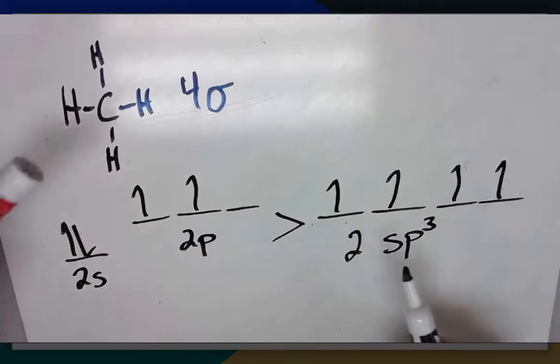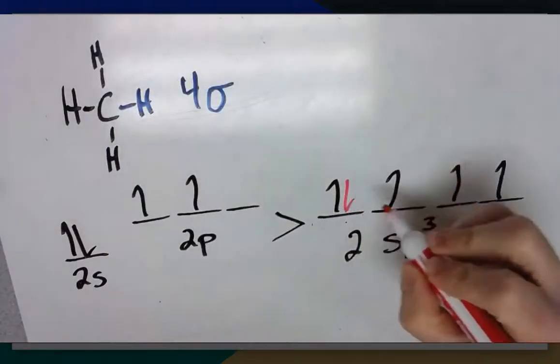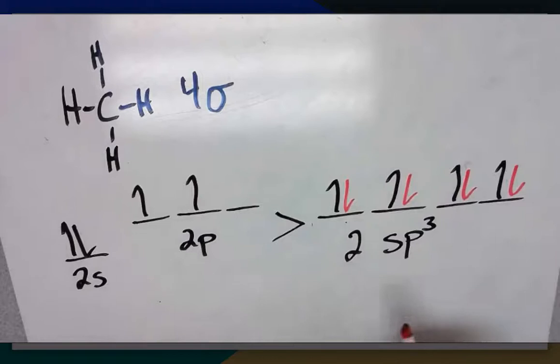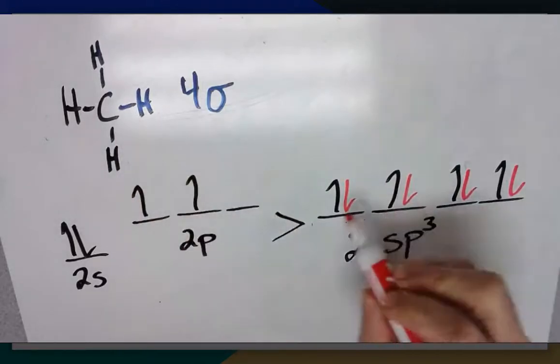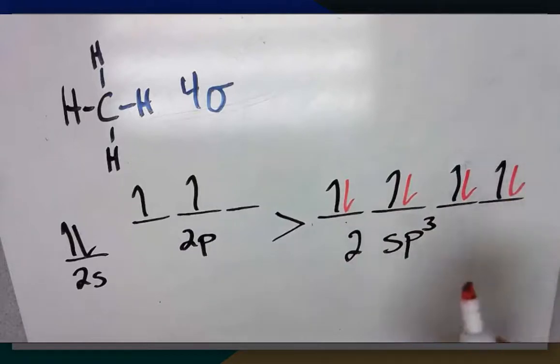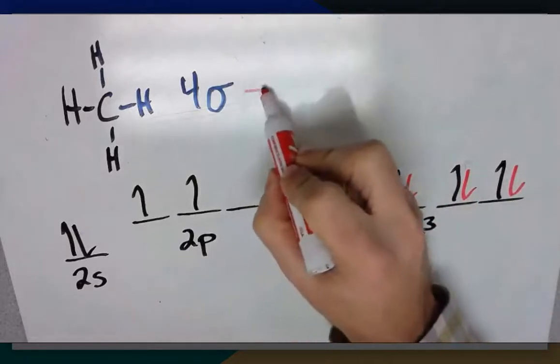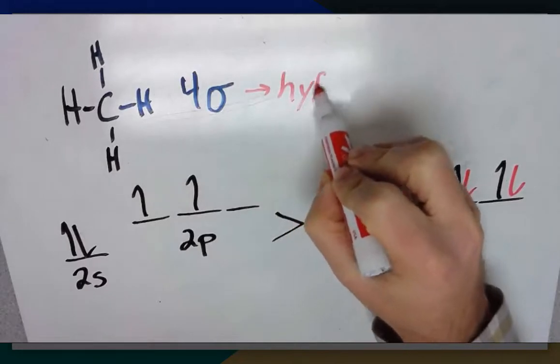Now, how does the carbon atom fill these orbitals? Well, remember that there's also an electron coming from each of these 4 hydrogens, right? So the hydrogens are providing these red electrons, which is what's going to form that 1 sigma bond on each of them, right? So this is 4 sigma bonds, and remember that a sigma is hybridized.